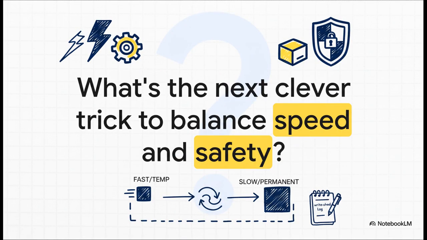This constant dance, this balancing act between speed, permanence, and cost is what has pushed computer science forward for decades. Engineers keep inventing these clever, brilliant tricks, from write-ahead logs to virtual memory, to try and give us the best of all possible worlds. It really makes you wonder, what's the next big trick going to be? What's the next clever idea that's going to change the game all over again?